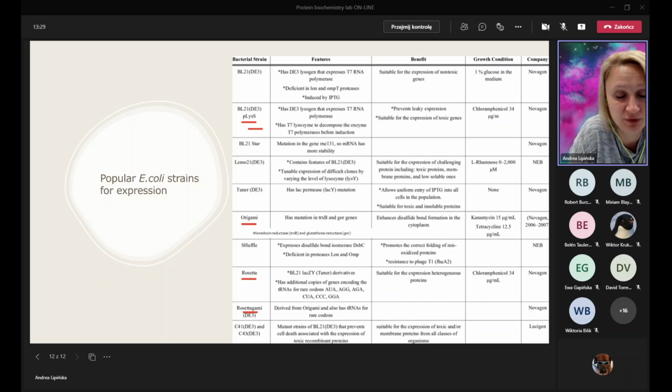Okay, other problems that bacteria face. There are also strains with tunable expression of this lysozyme, so you may increase or decrease its expression. There is the Tuner strain, which is also interesting because it encodes lac permease, and this changes the bacterial cell walls so that IPTG gets into the bacteria at the same time. So it's not slowly incorporated into bacteria for the induction, but happens at one time, if you want to have a set induction at one time point.